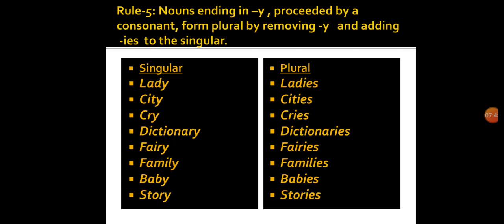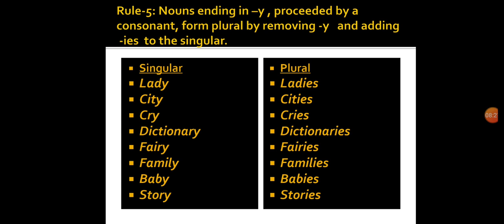Now I come to rule 5. Nouns ending in y and preceded by a consonant form plural by removing this y and adding ies to the singular. See the examples. Lady. Here the last letter is y and before this there is a consonant, that is d, and for this we remove this y and add ies. It becomes ladies for its plural form.